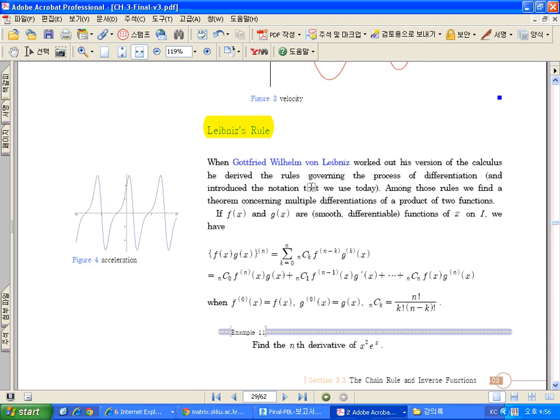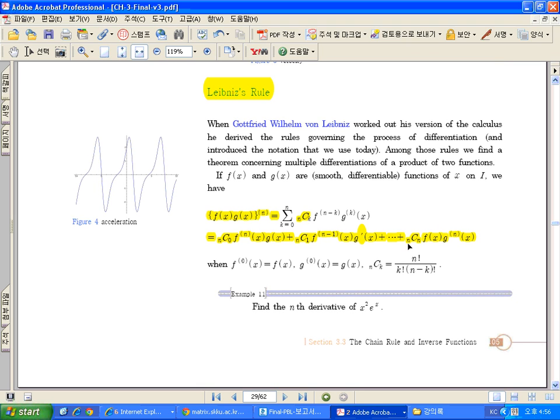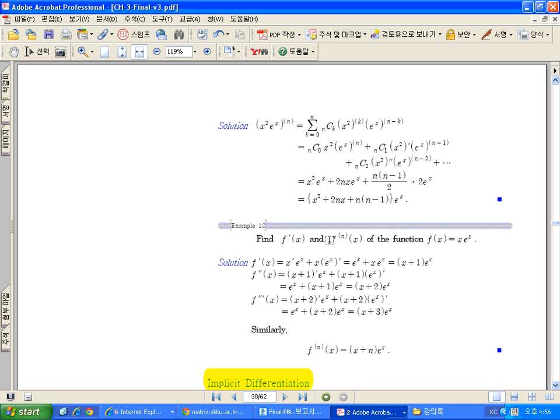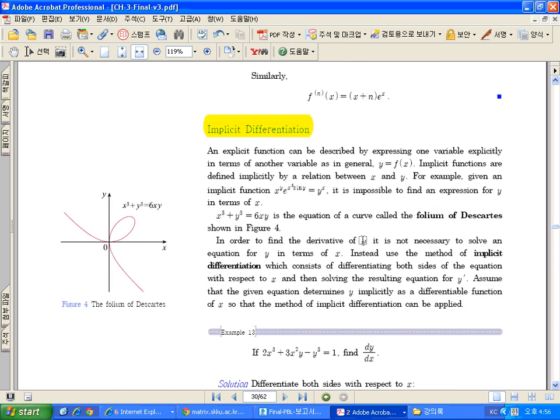And the Leibniz rule: for finding the nth derivative of a composite function, you may use this notation and choose k. This is called the Leibniz rule. You may use the Leibniz rule to find the coefficients when you find the nth derivative of the composite function.